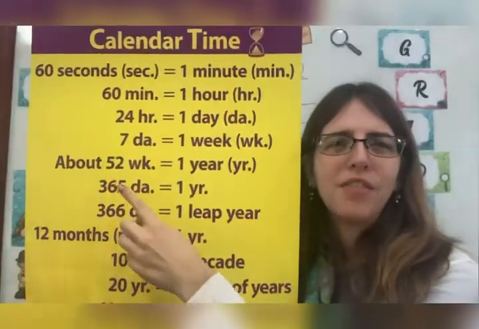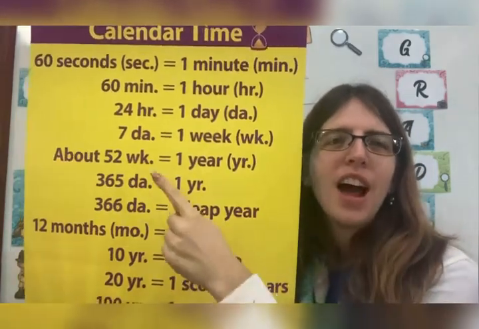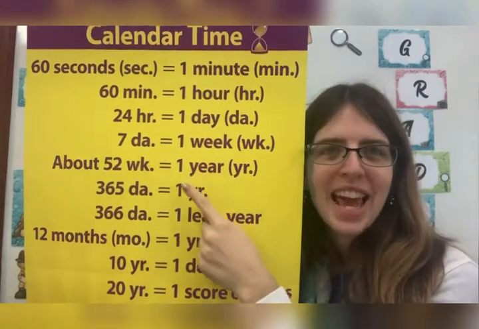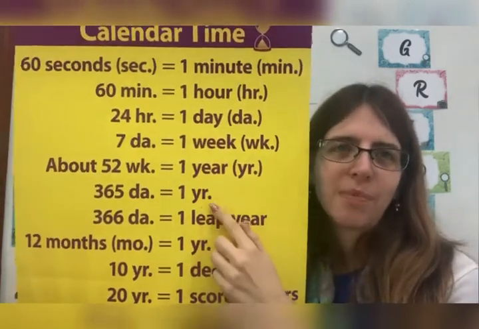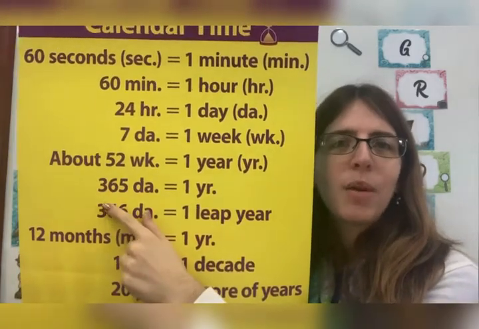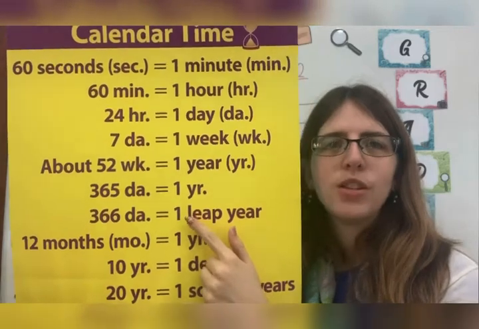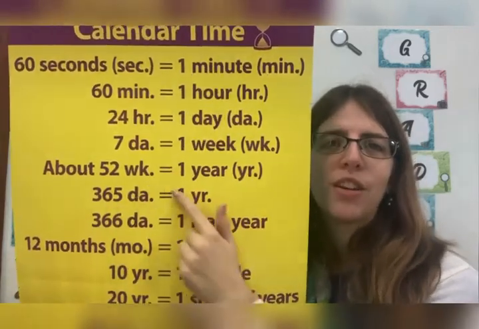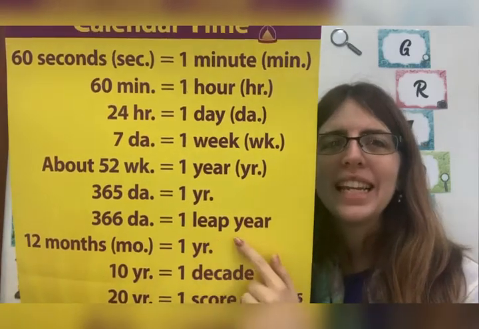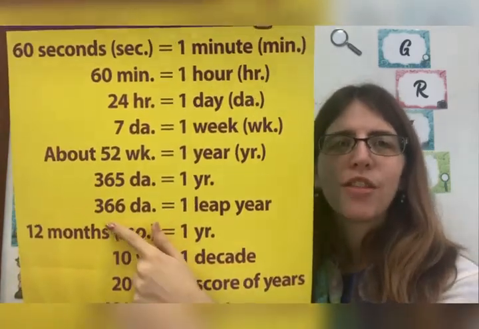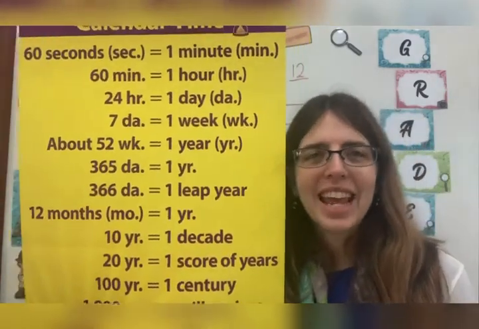There are about 52 weeks in a year. So we have about 52 of those periods of 7 days, about 52 groups of 7 days in 1 year. For days in a year, we have 365 days in a normal year. So most of the time, our years are 365 days. But every now and then, we have something called a leap year. And then we have 366 days because we add a day to the year.